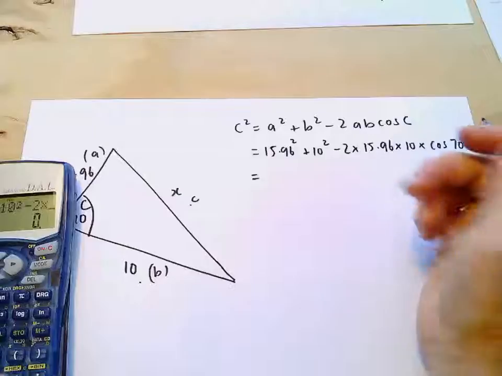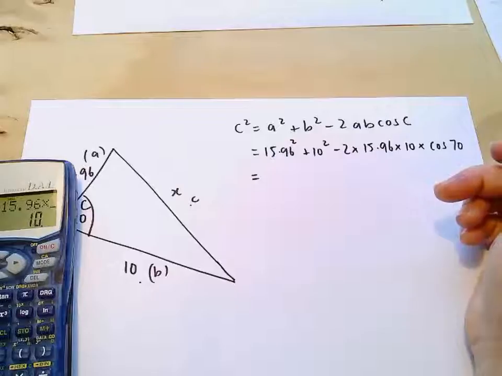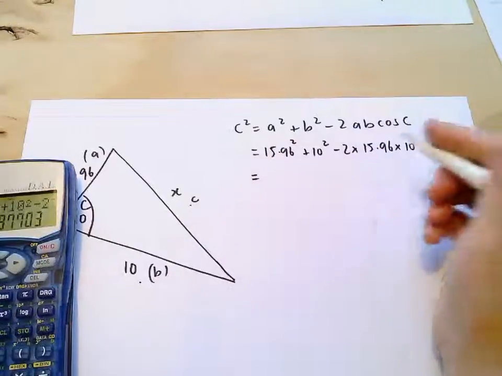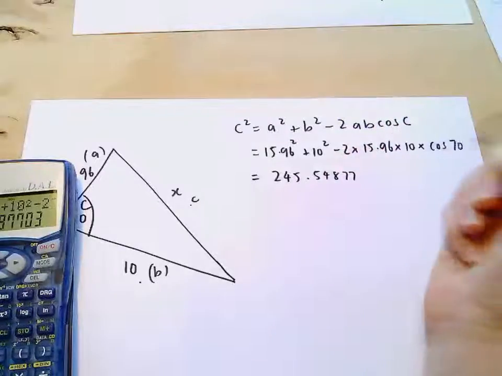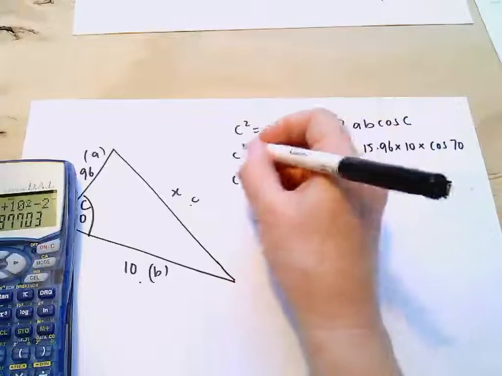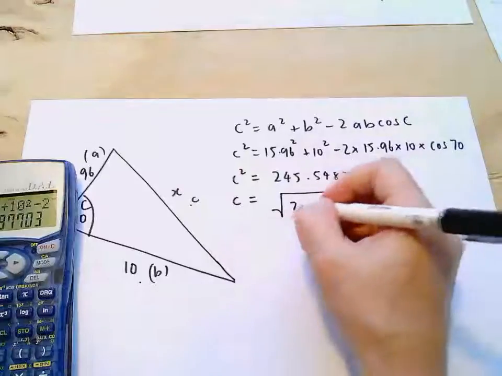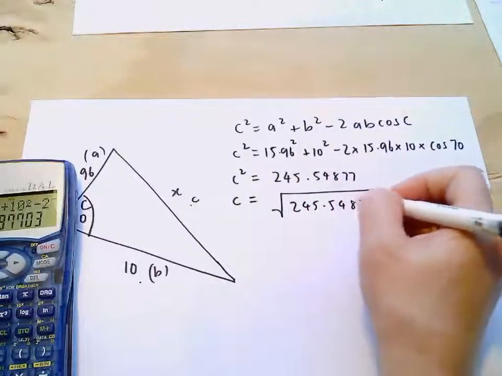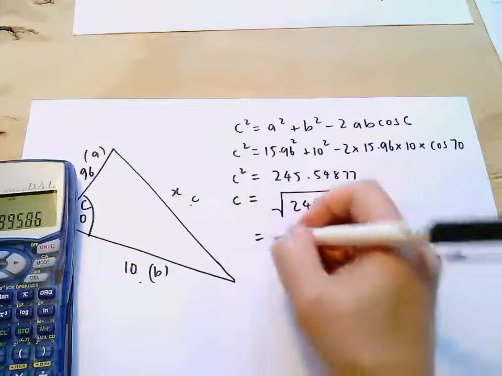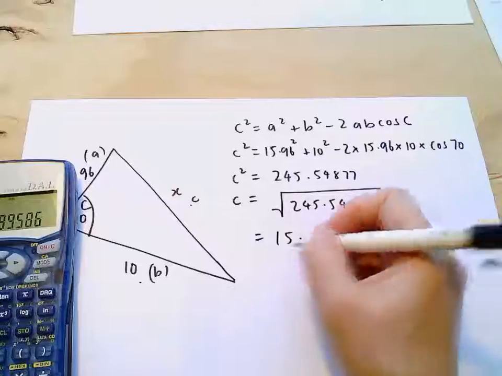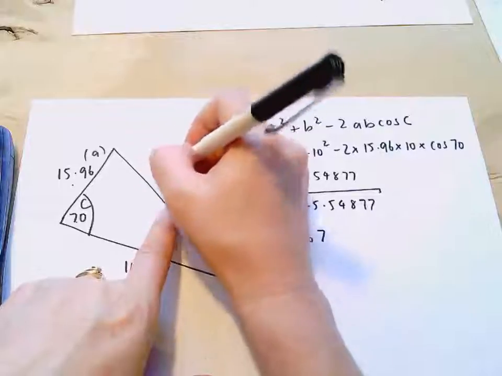So I'm just typing all this into my calculator. 2 times 15.96 times 10 times cos of 70. So this gives me 245.5487. Remember to leave everything in there till right at the end. This has given me C squared, and of course I just need C on its own. So I'm going to square root 245.54877. So the square root of that answer was 15.669, so I'm going to round this to 15.67. So that means that this side here is 15.67.